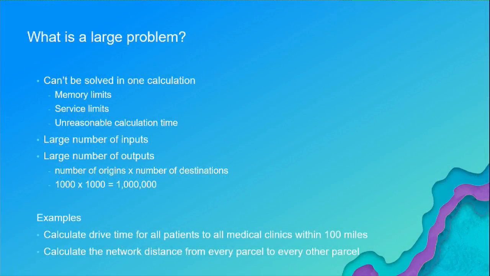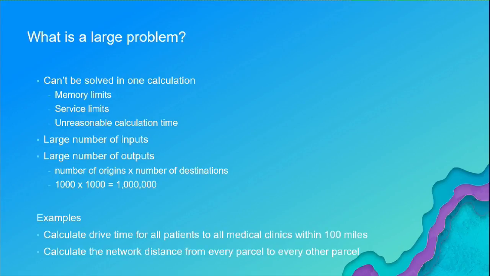So what is a large problem? Well, a large network analysis problem is typically one that can't be solved in one calculation, just because you have memory limits. If you're trying to use a service, the service has particular limits as to the number of things you can pass into it. Or even if you could try to solve it in one go, it would just take too long and you don't want to wait that long.